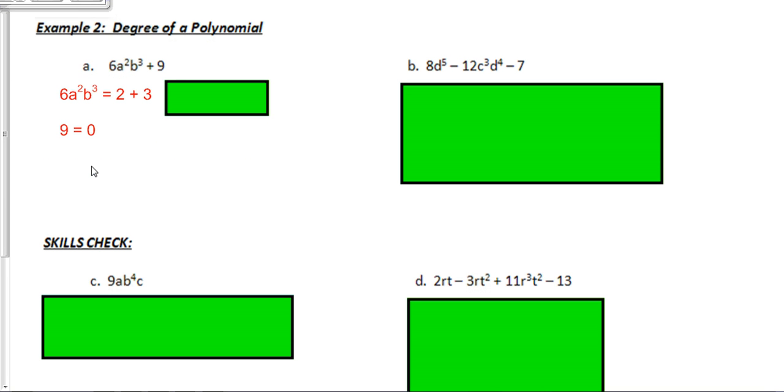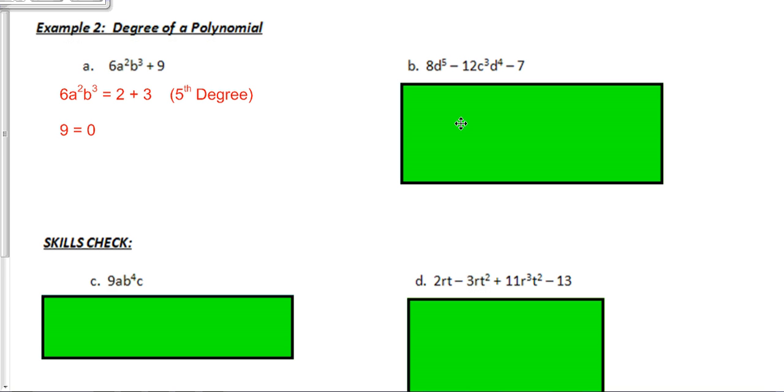When I do that, to find out the degree, you simply add the exponents of the variables. So a has the power of 2, b has the power of 3. When I add them together, this would be an example of a 5th degree polynomial. 9 does have an exponent, but we're only worried about our variables. So 9 is really considered a constant.